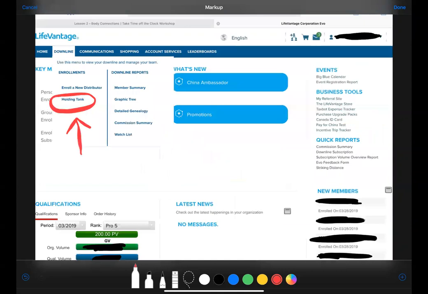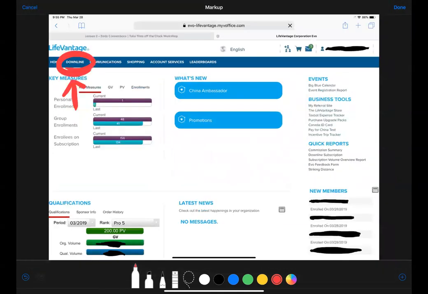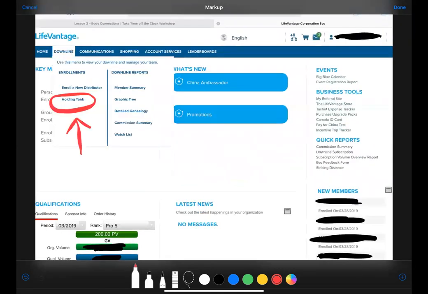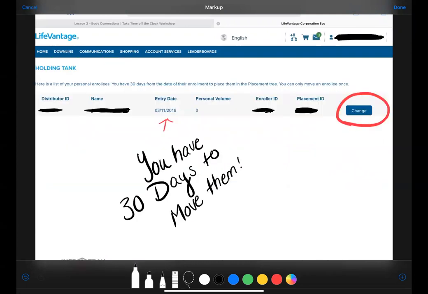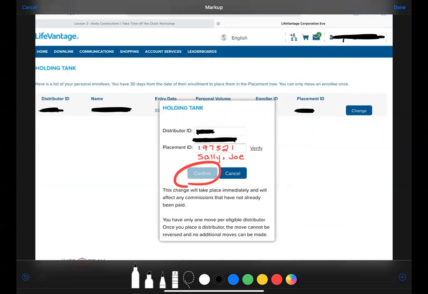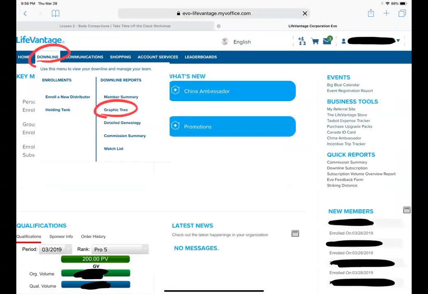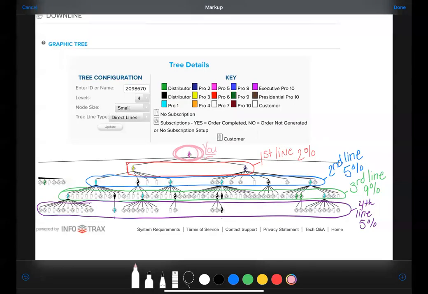So we're talking about our down line, our holding tank. So you go down line, holding tank, your person's going to be in here. Decide where you want to move them, okay? Figure out where you're moving them, get that ID number, place it in, verify that you're moving to the right spot, and confirm. And then they will end up in your tree wherever you have placed them, again with your third line paying the most.